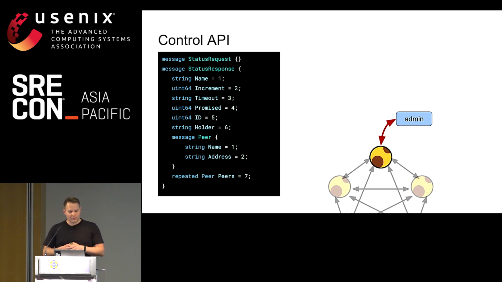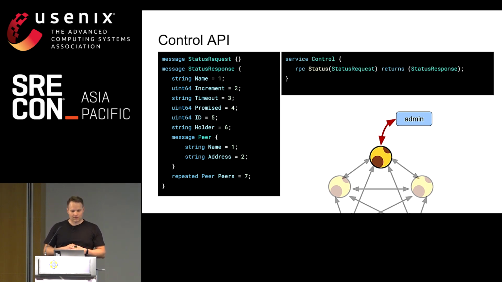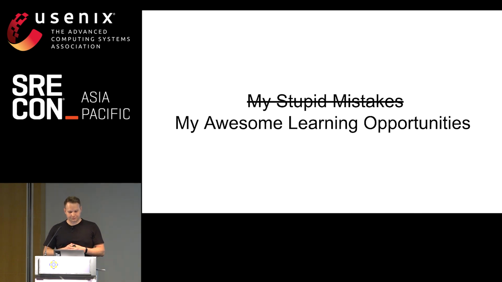And the control API has a super simple request. It just sends an empty message, please dump your state, and we get back the full state. I'm not going to go into detail. It's basically all the variables that are worth exposing with a simple RPC. What did I learn along the way? So let's talk about the interesting part and all the learning opportunities.